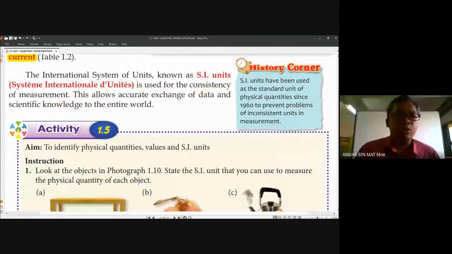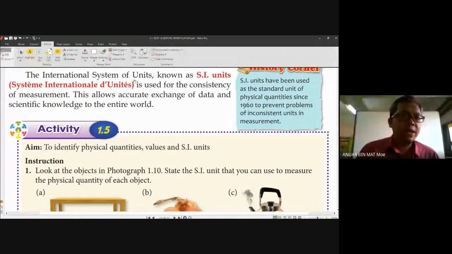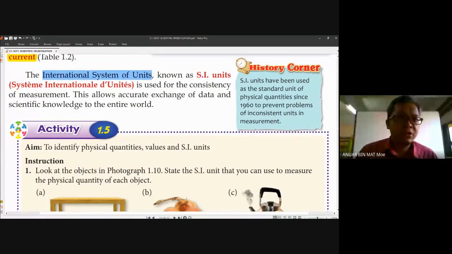Okay, what is SI unit? SI unit here is what we call the International System of Units, known as SI or the Système International d'Unités. This is the French language. Why do we use SI unit? Because we need to have what we call a consistency of measurement.